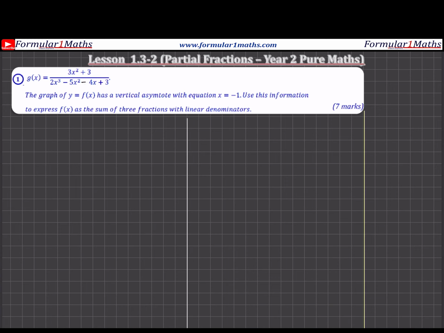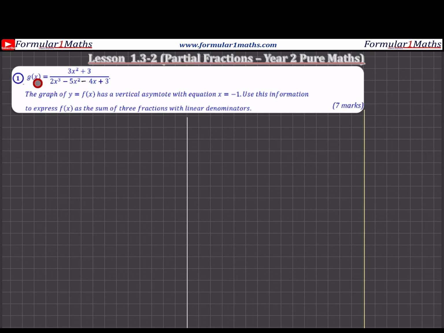So question 1, g of x is equal to 3x squared plus 3 over 2x cubed minus 5x squared minus 4x plus 3. The graph of y equals f of x has a vertical asymptote with equation x equals minus 1. Use this information to express f of x as the sum of 3 fractions with linear denominators.